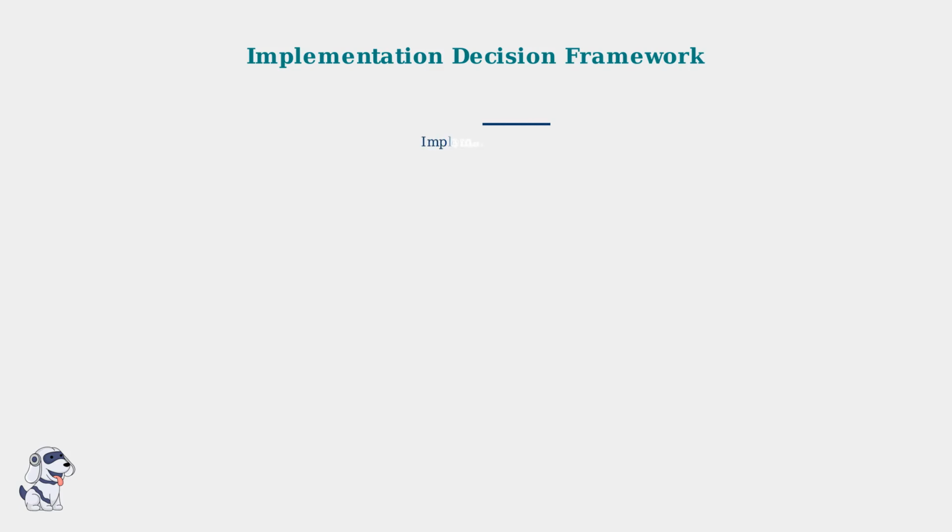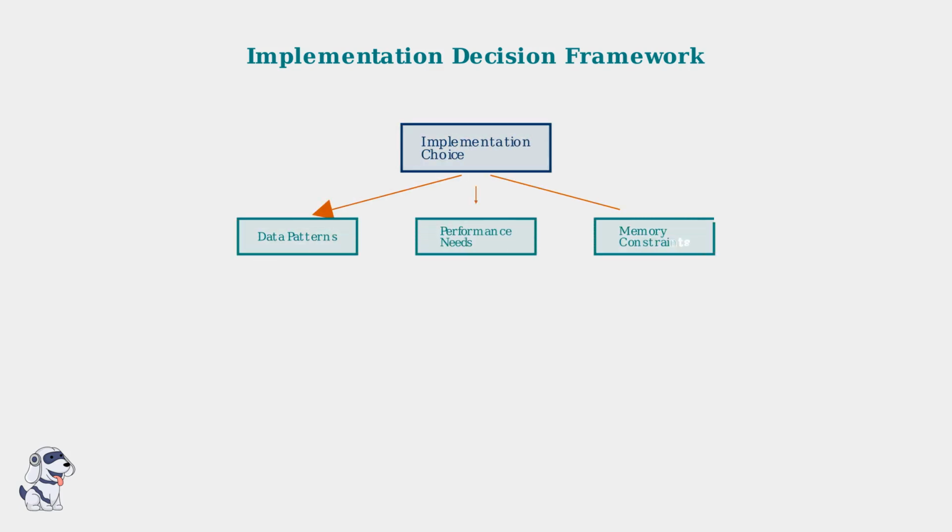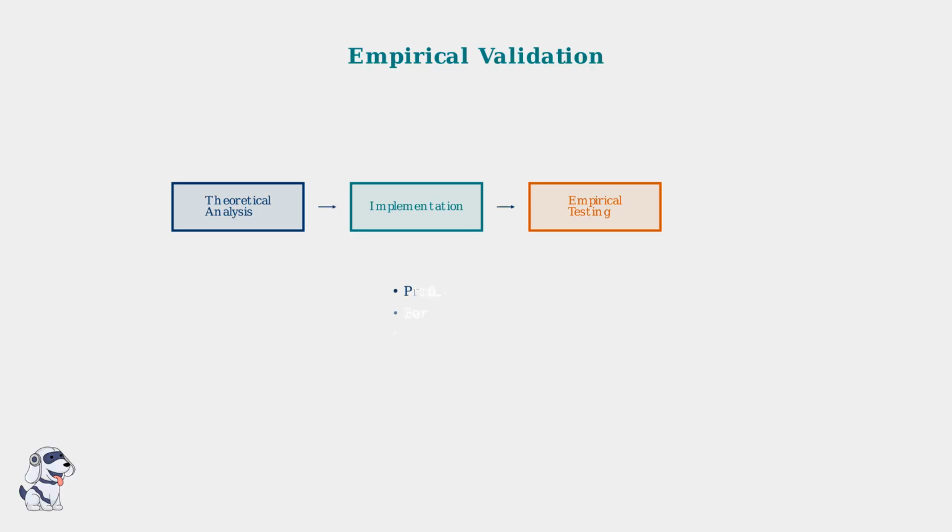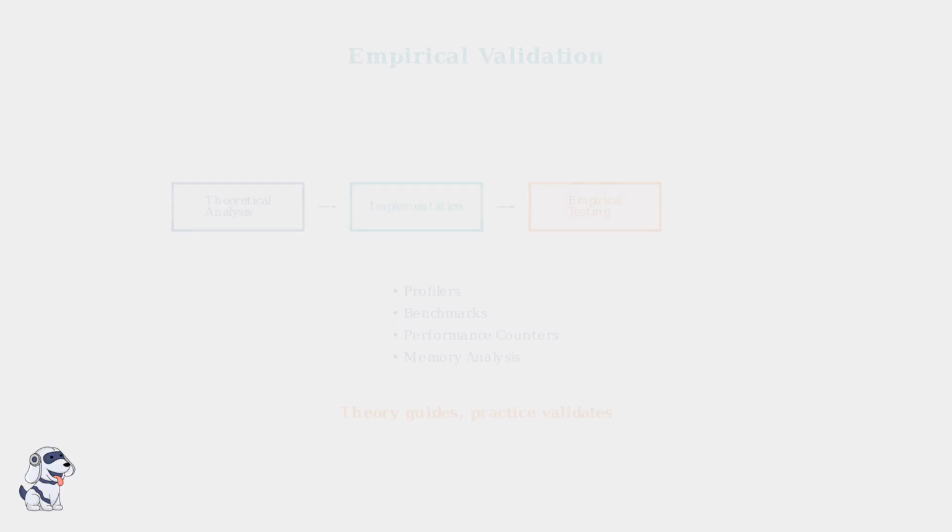Making informed implementation choices requires understanding the underlying principles of data structures and algorithms. Consider your specific use case, expected data patterns, and performance requirements when selecting implementations. Empirical testing and profiling are essential to validate performance assumptions. Theoretical analysis provides guidance, but real-world performance depends on many factors, including hardware, compiler optimizations, and actual data characteristics.